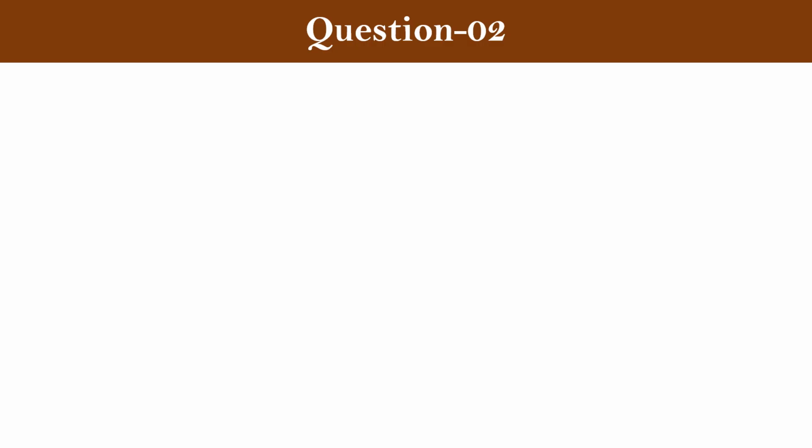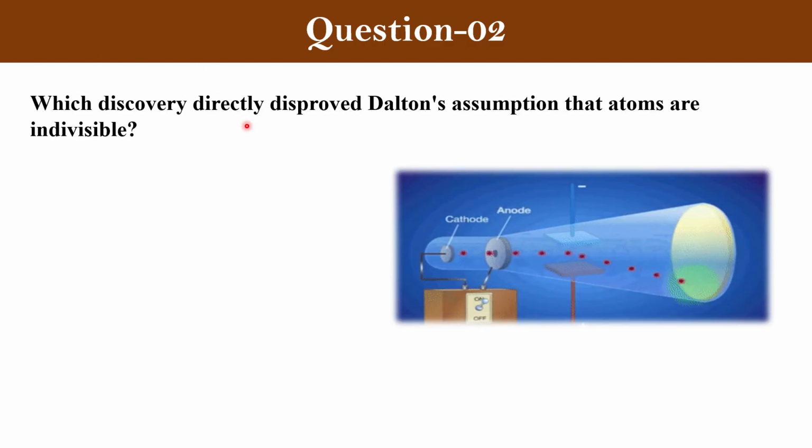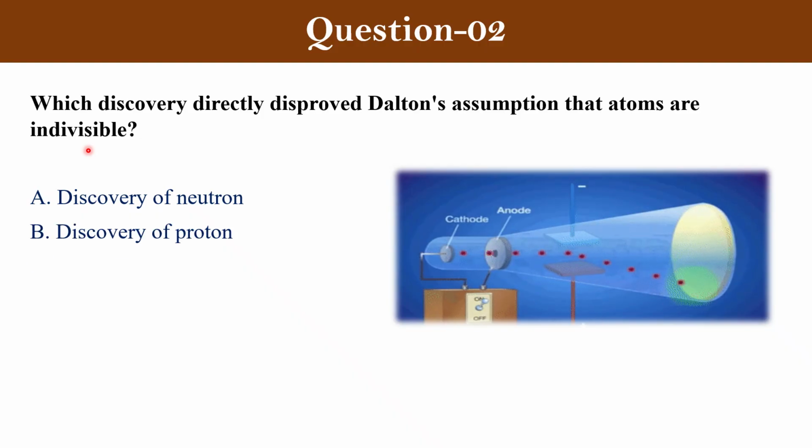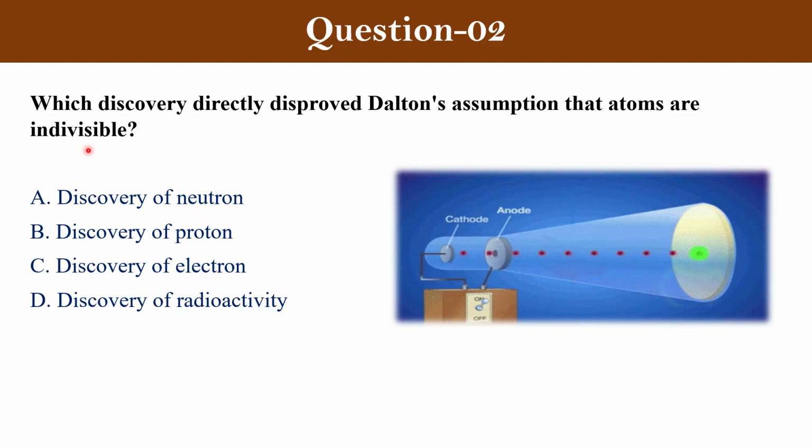Now move towards question number 2. Which discovery directly disproved Dalton's assumption that atoms are indivisible? Option A, discovery of the neutron. Option B, discovery of the proton. Option C, discovery of the electron. Option D, discovery of radioactivity. Among these options, which is correct for the discovery that directly disproved Dalton's assumption that atoms are indivisible? So the correct answer is option C.